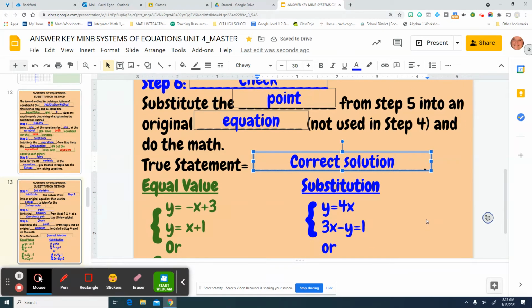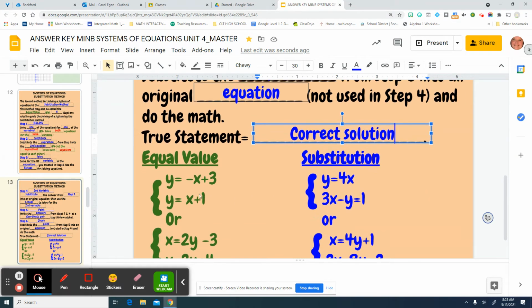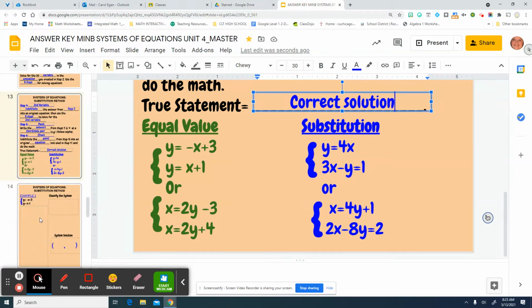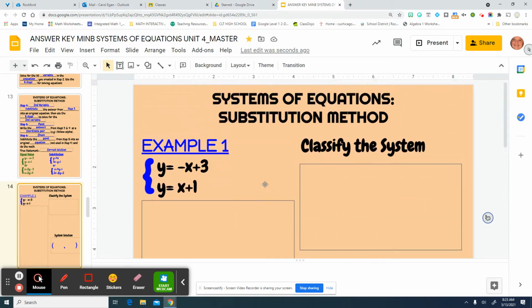Here are some examples of where we would use the equal value substitution method versus the regular substitution method. For equal value, y is isolated, the same variable isolated in both. Whereas on the substitution side, in this example y is isolated here, but there is no variable isolated in the second equation. Same with the second example down here. So we're going to solve these examples. We're going to do 2 on the video, and then we'll do 2 in class. So let's go to slide 14, and we're going to classify the system.